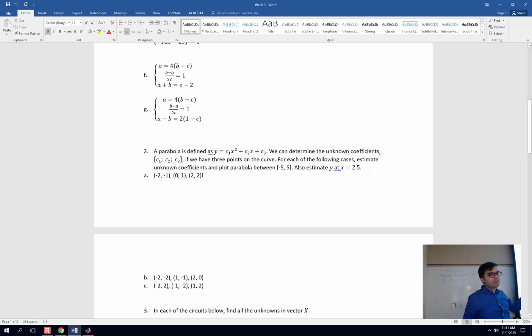We want to determine the unknown coefficients c1, c2, and c3. We can determine c1, c2, c3 if you have 3 points on the curve. For each one of these, determine the unknown coefficients. What does it mean? How do I solve this? How do I find c1, c2, c3 for this set of points? It's a 3 by 3. We have 3 unknowns, so it's a 3 by 3 matrix. But how do I create that 3 by 3 matrix?